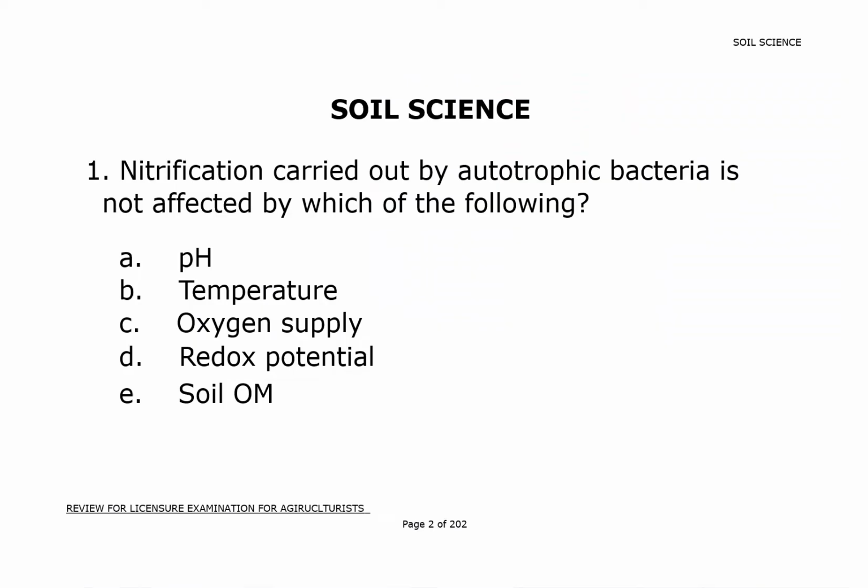Question number 1. Nitrification carried out by autotrophic bacteria is not affected by which of the following? A. pH, B. temperature, C. oxygen supply, D. redox potential, or E. soil OM. The answer is soil OM.